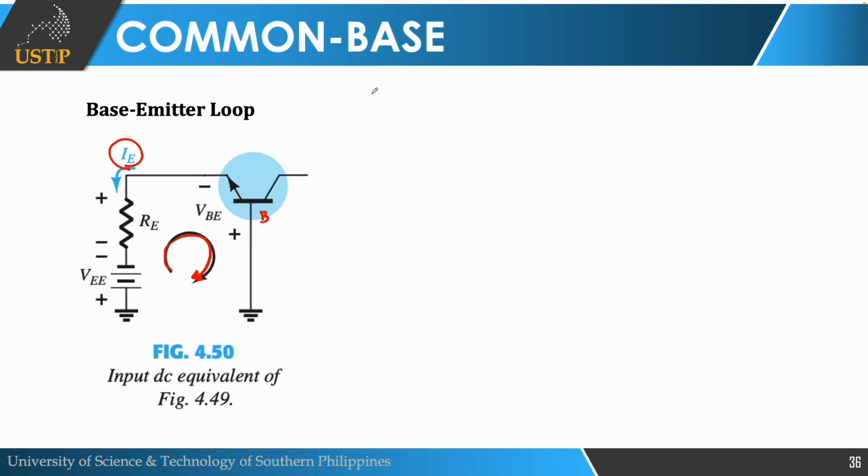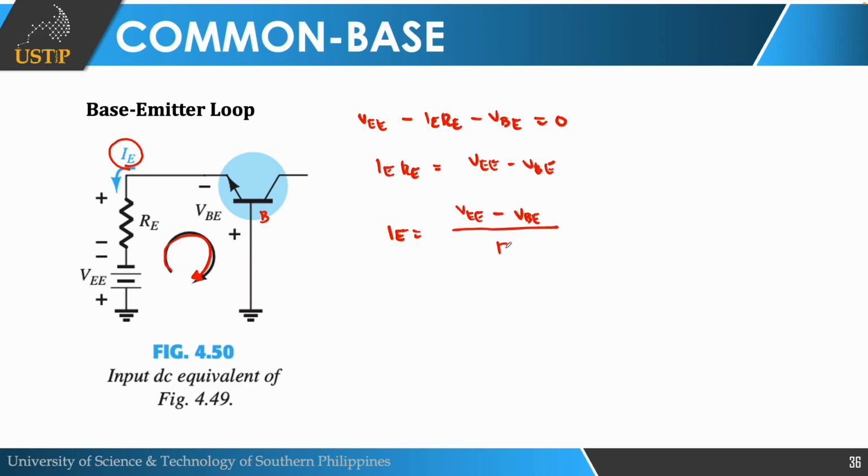So solving, we have VEE minus IERE minus VBE equals 0. So we get IERE equal to VEE minus VBE. So we get the expression for IE as VEE minus VBE all over RE. Okay, that's for the base emitter loop, because again, our emitter current is now the input.